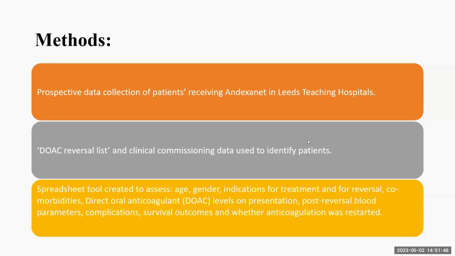We created a spreadsheet tool to specifically look at demographic data such as age, gender, the indications for the treatment, the comorbidities, specifically congestive heart failure and renal impairment, and whether or not DOAC levels were taken at presentation. This isn't local practice, but some clinicians do advise it. We then looked at post-reversal blood parameters, so the full blood count, the renal function, and the liver function tests, whether or not patients survived at certain time points, so at 7 days, 28 days, and 3 months, and whether or not anticoagulation was restarted, and if so, at what point.